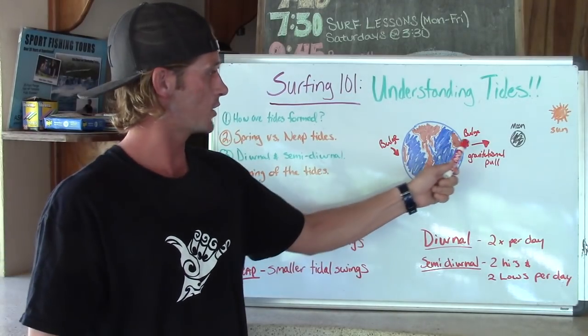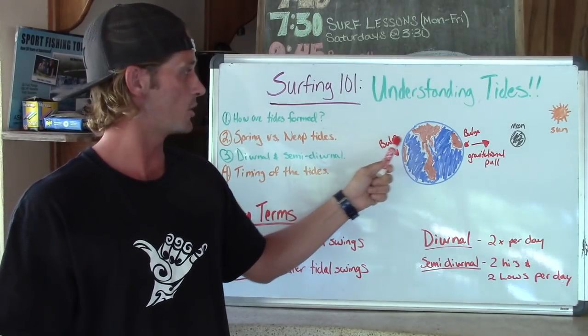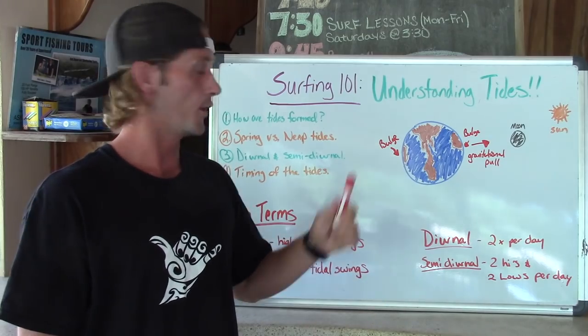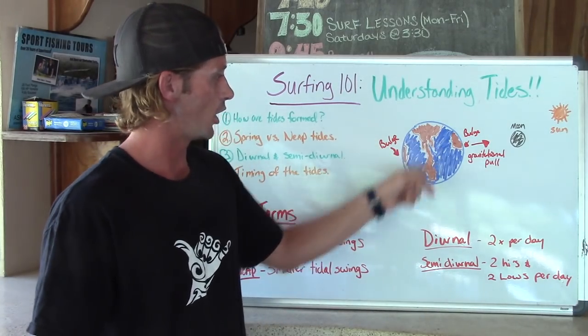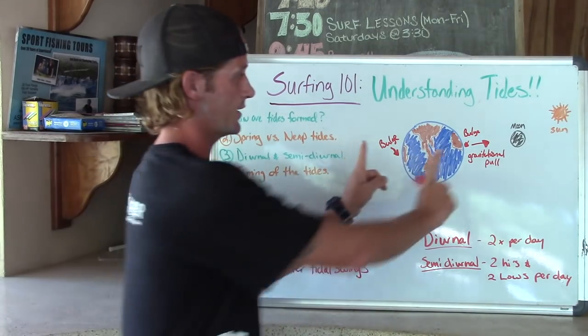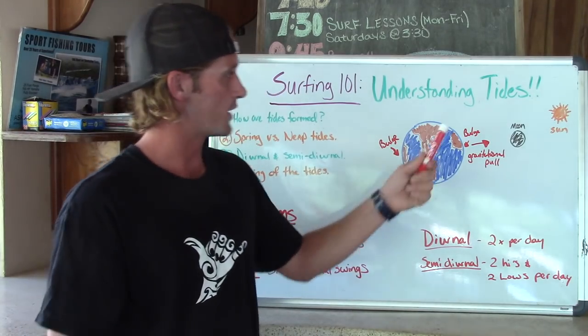Now, in between, so we have over here on the side of the moon, on the far side of the moon, we have a high tide. So in between here and on the opposite side of my 2D Earth here, there's going to be low tides because all the water pulling here and here is going to draw water away from the other areas. So at any given time, like I said, there's going to be two highs on the planet and two lows. Now, how does the moon and sun work together?